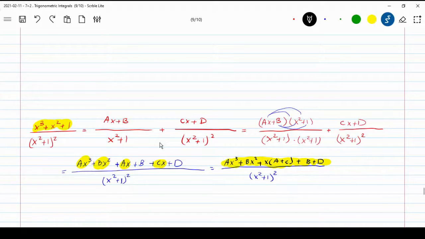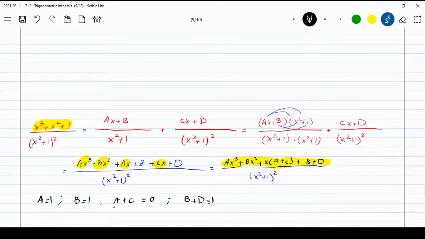So let me take away these boxes. So I can say a must equal 1. The second one, if I compare the x squares, I can say b must be equal to 1. If I compare the term containing x, this fraction doesn't have any x, so there is 0x. So I can say a plus c must be equal to 0, coefficient of x, there is no x. And if I compare the constants, b plus d must equal 1.